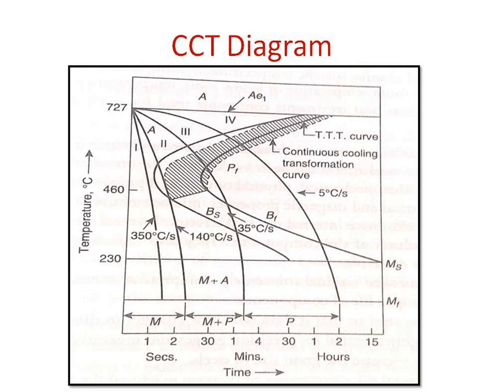The next cooling rate is 35 degrees Celsius per second. It will give you complete pearlite. The pearlite obtained will be fine pearlite. Then the fourth cooling rate is the very slow cooling rate. It also gives complete pearlite. However, the pearlite obtained will be coarser as compared to the cooling rate of 35 degrees Celsius per second.